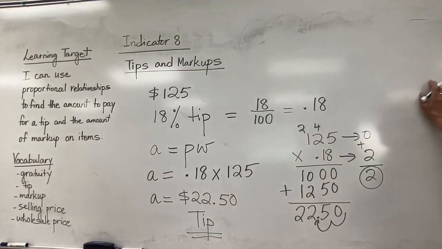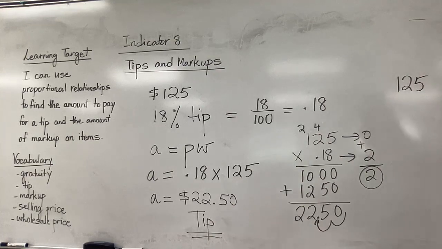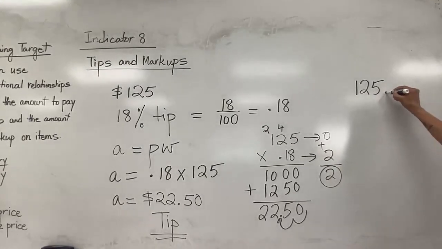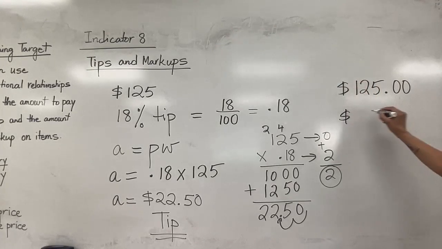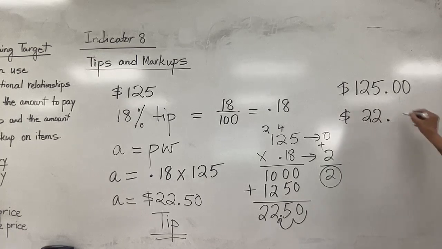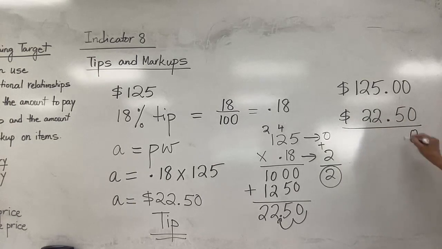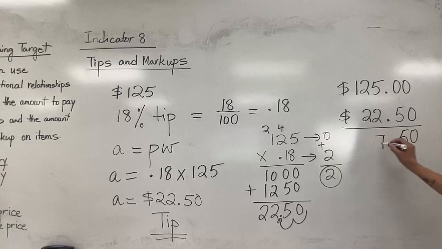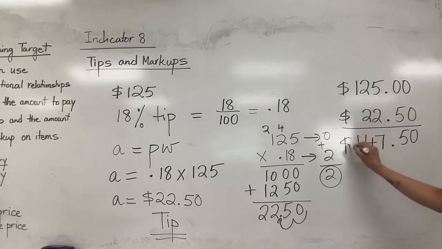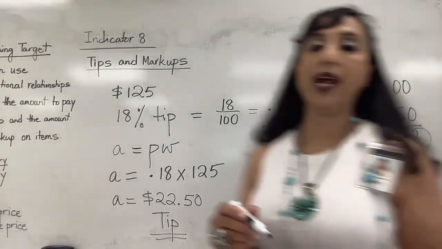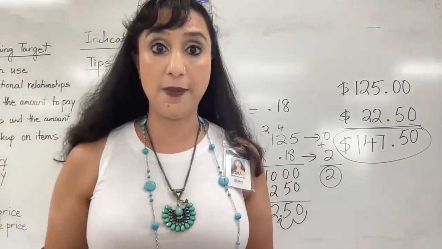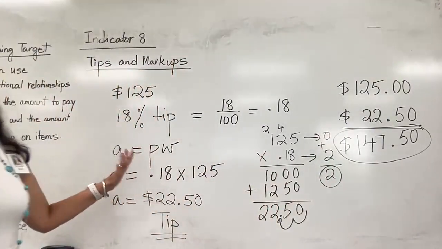food that was bought. So here we are going to do $125 plus my $22.50. Okay, so when I add it up, I get 0, 5, 6, 7, 4. So $147.50 is the total amount that I should be leaving at the restaurant with the tip. Okay, so this is one way of calculating it.